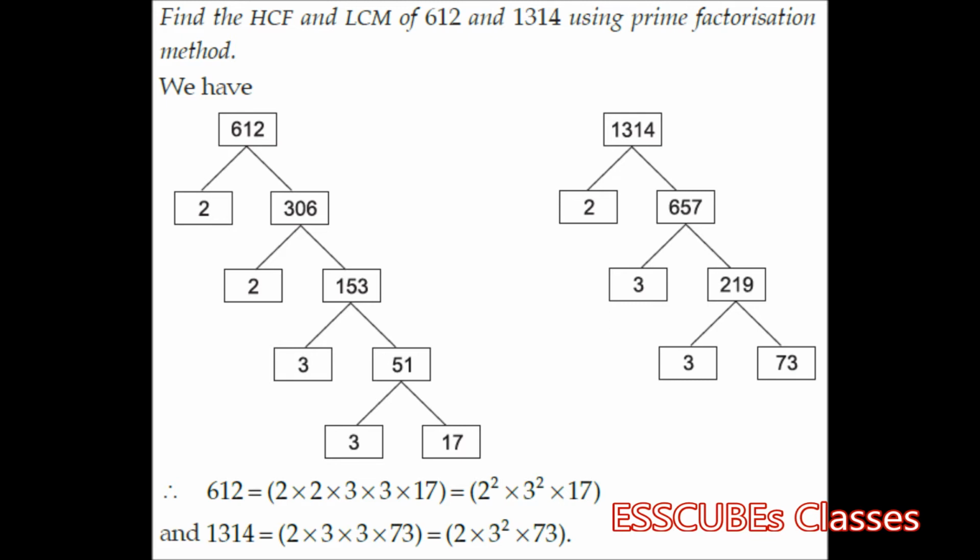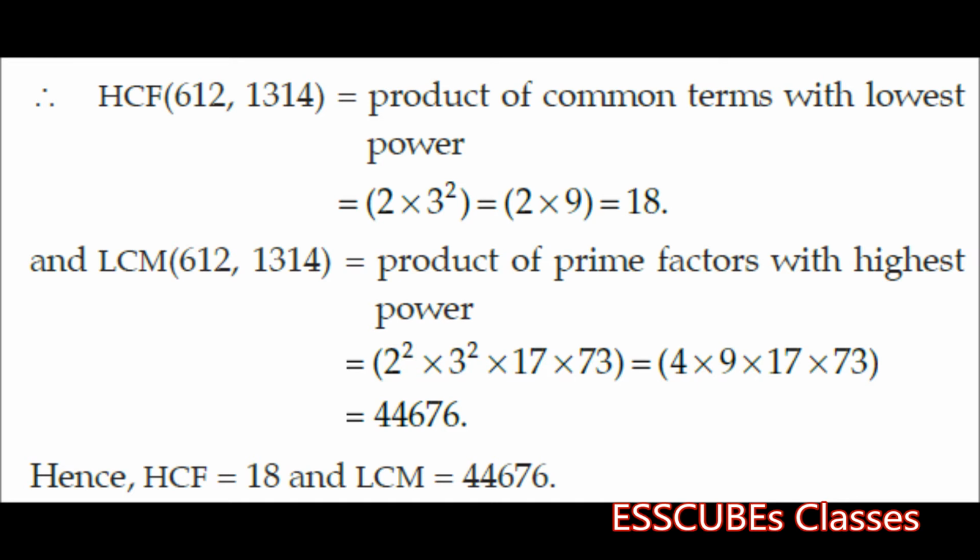Now the HCF of 612 and 1314 is the product of the common terms with lowest powers. So what do I have? I have 2 into 3 square, or simply 18. While the LCM of 612 and 1314 is the product of prime factors with highest powers. Now how much is that? 2 square into 3 square into 17 into 73, which comes up to 44,676. So what do we find? HCF is 18 and the LCM is 44,676.